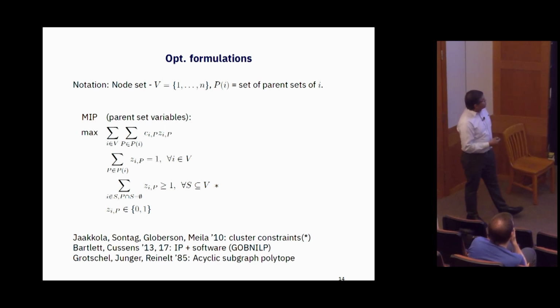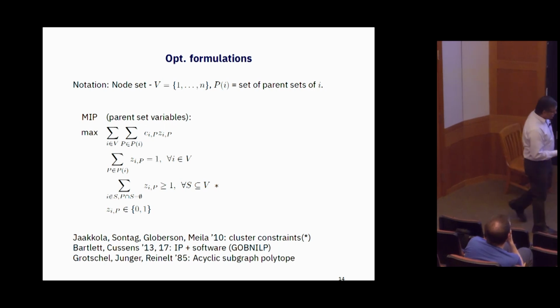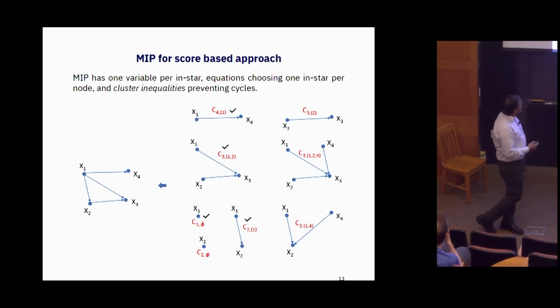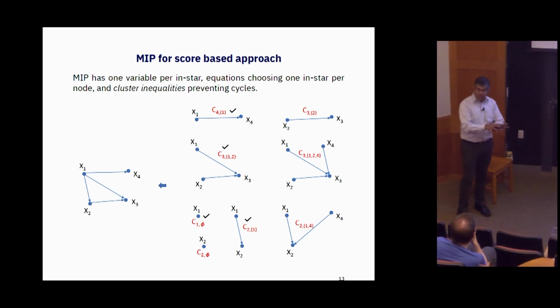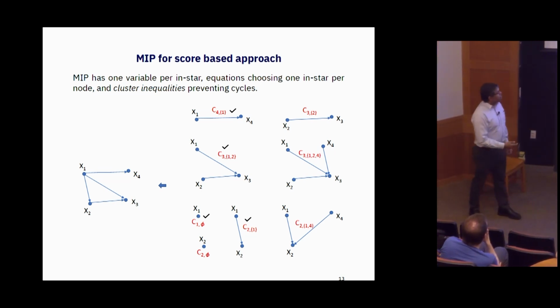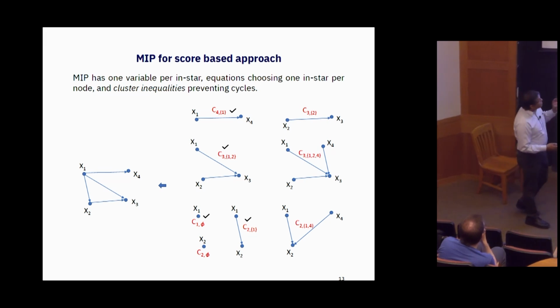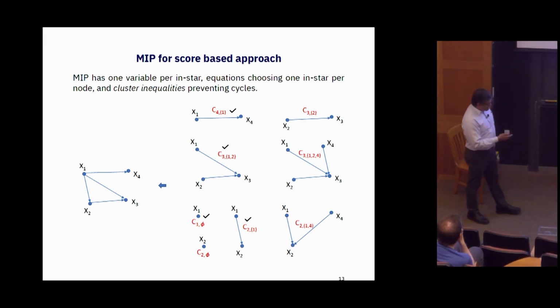This one is more complicated. This is to avoid directed cycles. There's a lot of work in integer programming on finding constraints to avoid directed cycles. But this is a little bit more complicated because these variables are on these substructures and not on single edges. So you don't have a variable for an edge, you have a variable for this entire substructure.